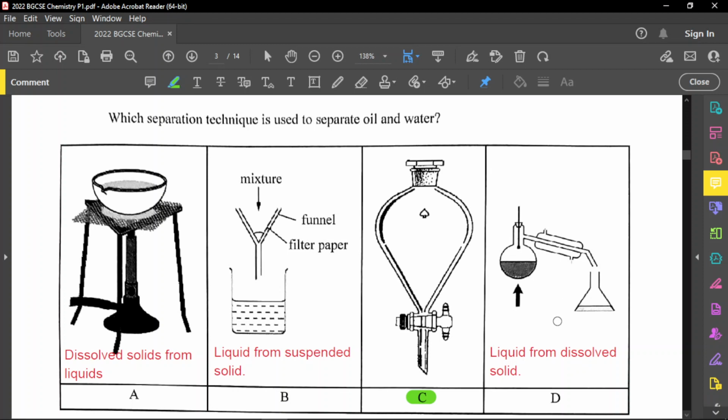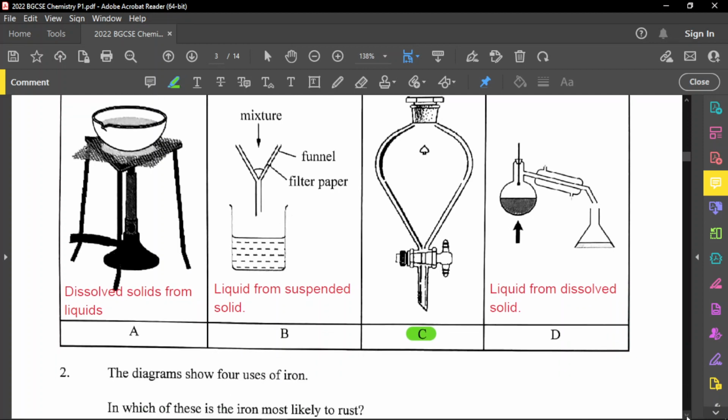And here you have a simple distillation apparatus, and this is used to separate liquid from dissolved solid. So notice the difference between option A and D. They are pretty much vice versa. If you have salt water here, you can get the pure water from the salt water. And in this case, you get the salt and the water will be evaporated. All right, so let's jump into our next question, as number 1 is C.